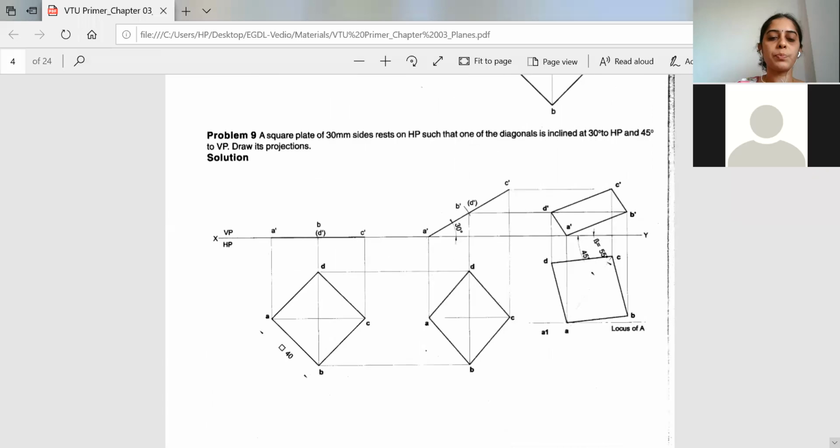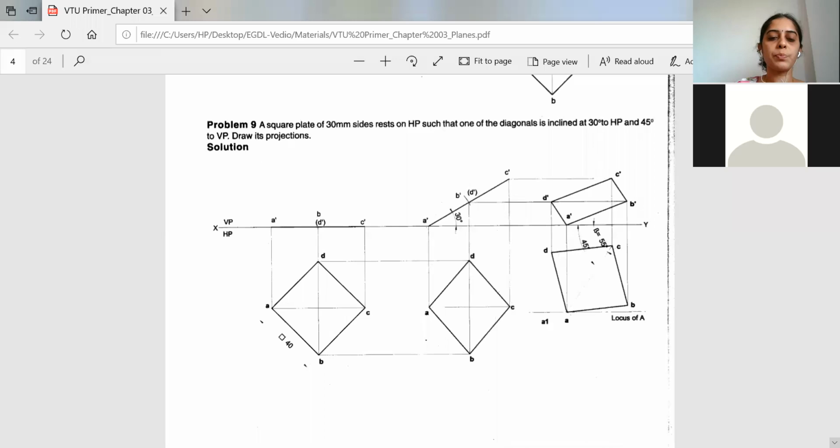The next problem is also on a square lamina. It is a square plate of 30 mm side which rests on HP such that one of the diagonals is inclined at 30 degrees to VP. So the position of the square lamina should be kept in such a way that the diagonal will be inclined to HP. If the diagonal has to be inclined to HP, the projection you take here should give you the diagonal dimension as the front view.